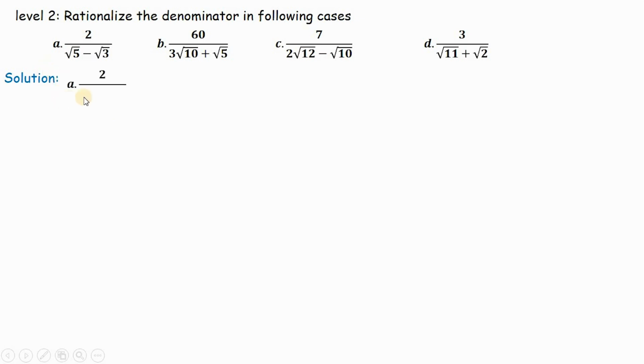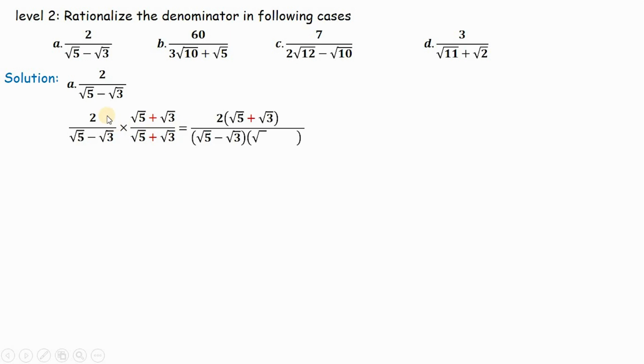Okay, first solution, that is A equals 2 by root 5 minus root 3. Now here we have to again think about the rationalizing factor of square root of 5 minus square root of 3. The rationalizing factor is the conjugate of square root of 5 minus square root of 3, that is square root of 5 plus square root of 3. So we'll multiply numerator and denominator by square root of 5 plus square root of 3. Here instead of minus we have taken plus.